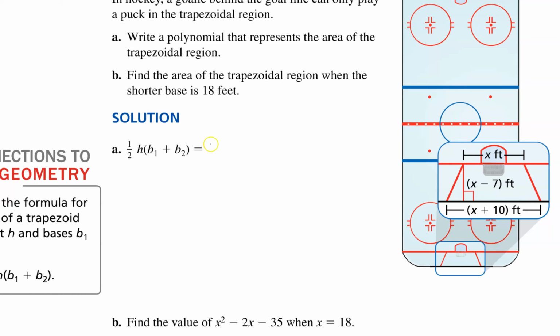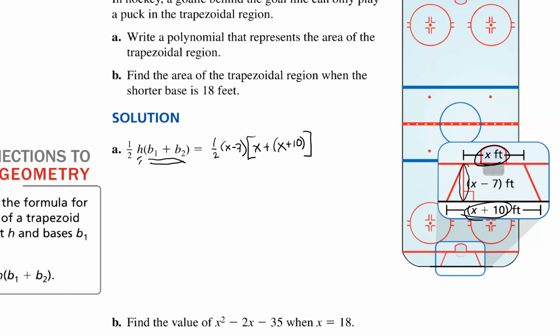we're going to take 1/2 times the height, and the height is this space right here. It's x minus 7. And that's the height. And then b1 plus b2 is the sum of the 2 bases. They're the ones that are parallel to each other. And so we're going to put those inside brackets. The top one is x, plus the bottom one, which is x plus 10. And then we have that formula.